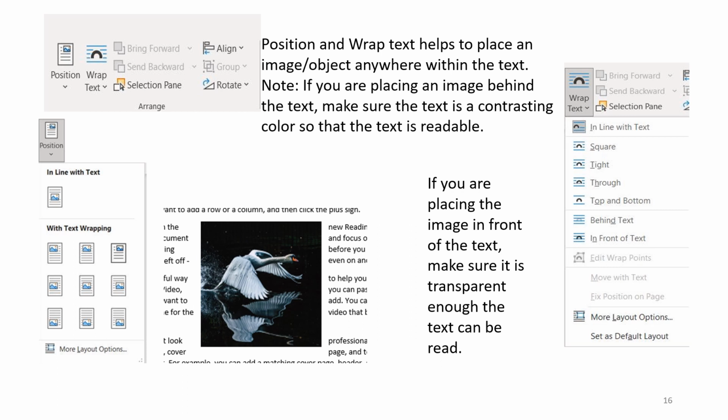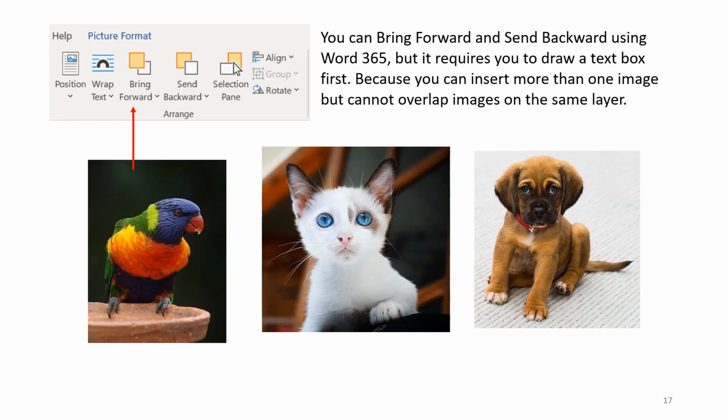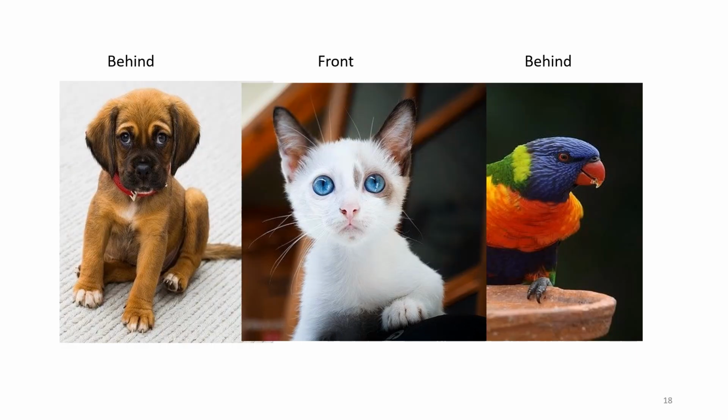Position and wrap text helps to place an image or object anywhere within the text. Note, if you are placing an image behind the text, make sure the text is a contrasting color so that the text is readable. If you are placing the image in front of the text, make sure it is transparent enough the text can be read. You can bring forward and send back using Word 365, but it requires you to draw a text box first, because you can insert more than one image but cannot overlap images on the same layer. Behind, front, behind.